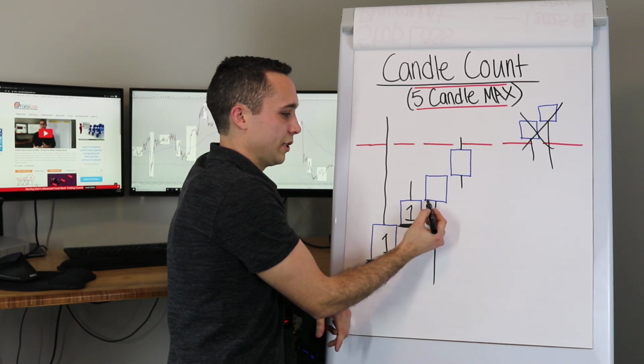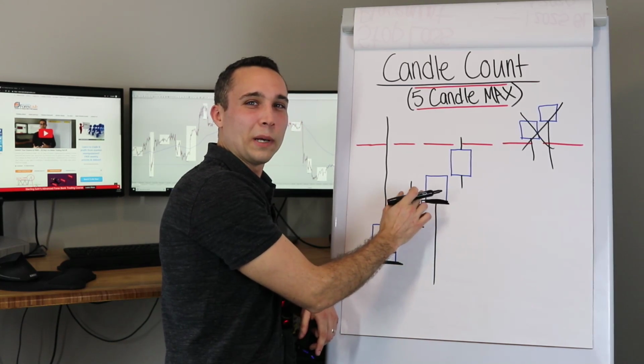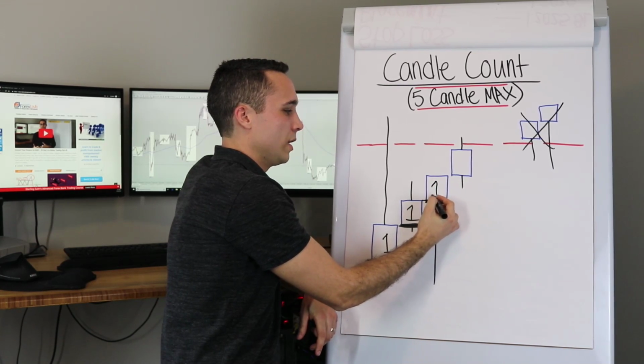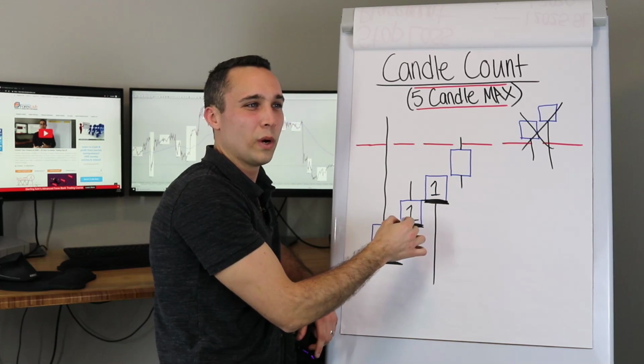The next candle, what does it do? It creates a higher candle body low. It resets the count. The low of that candle body, you're probably asking why that's important.